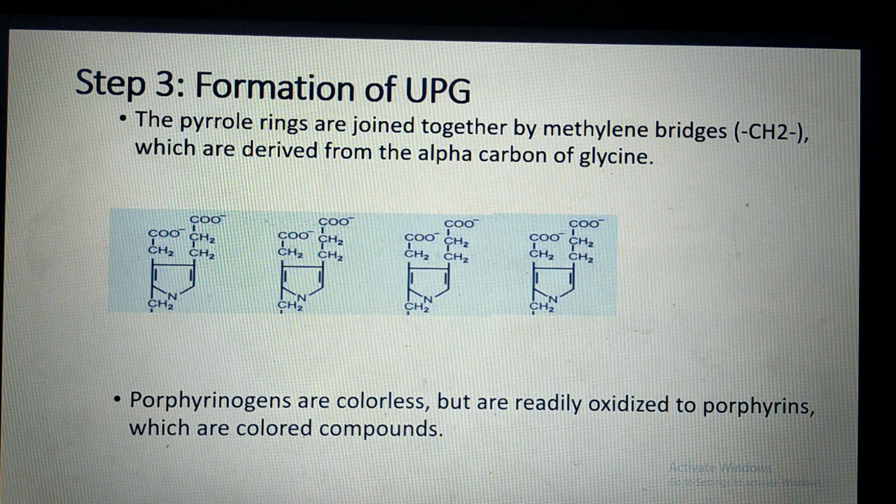which is joined by methylene bridges, CH2. But in heme, methenyl CH bridges are present. Now one more thing: these porphyrinogens are colorless compounds, but they readily oxidize to porphyrins, which are colored compounds.